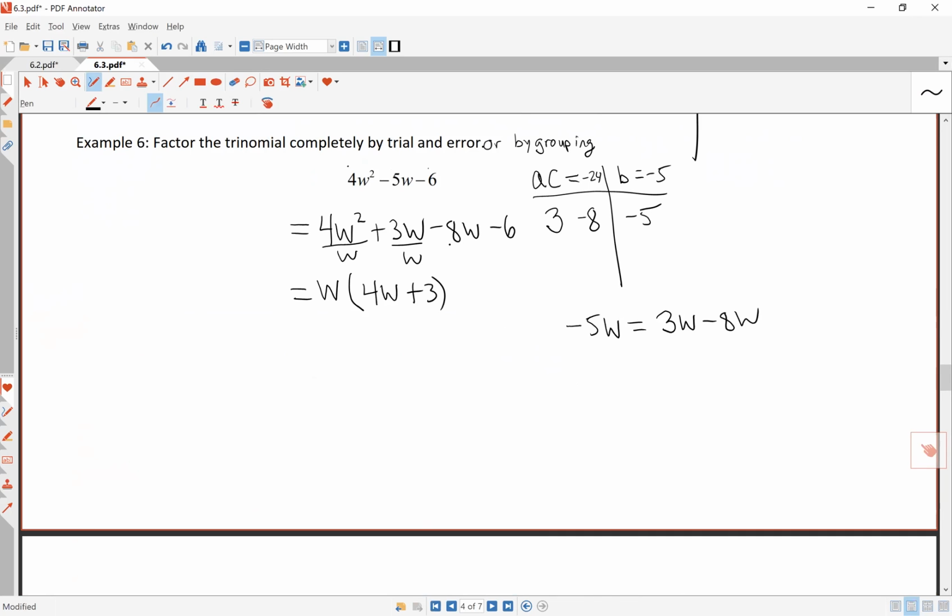From the second pair, we factor out a negative 2. Dividing that by negative 2 leaves us with 4w, and dividing that by negative 2 leaves me with plus 3. Common binomial. We factor it off to the right-hand side. And we're left with w minus 2.